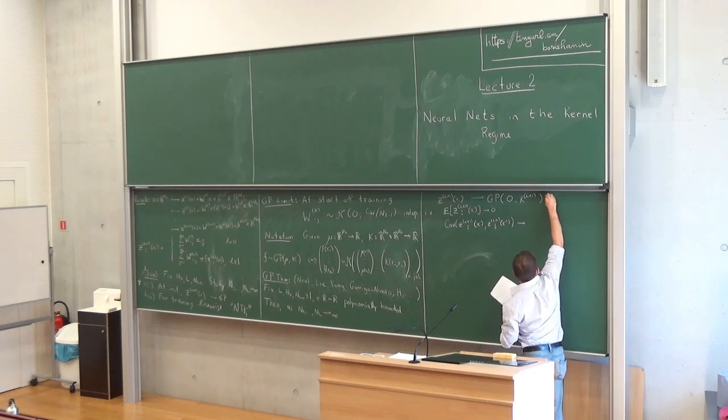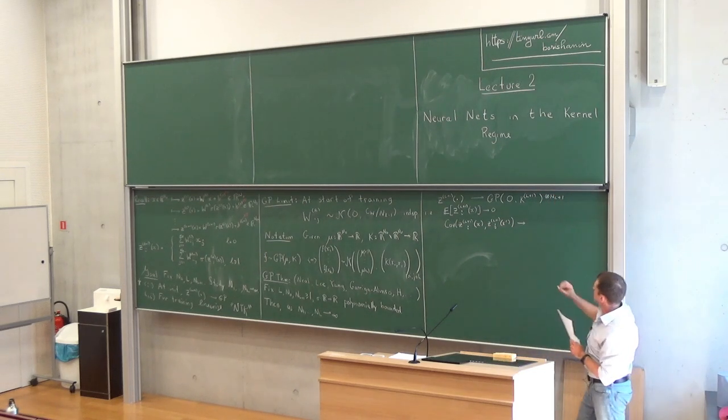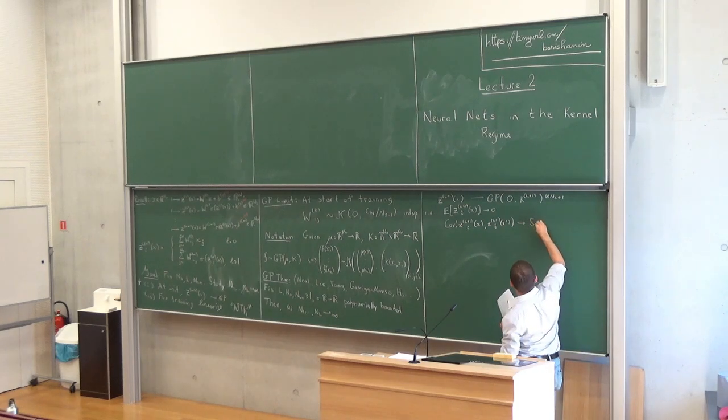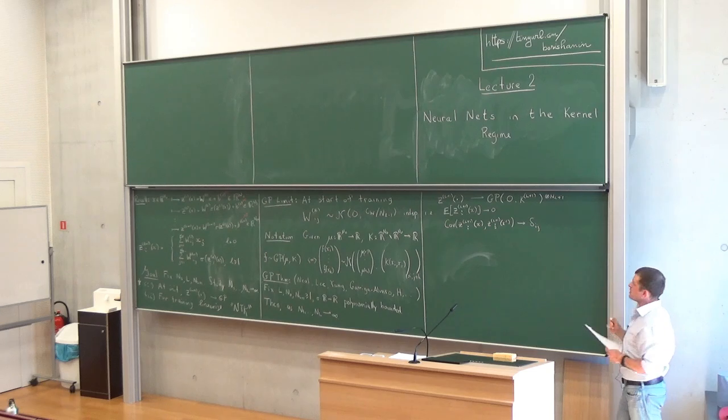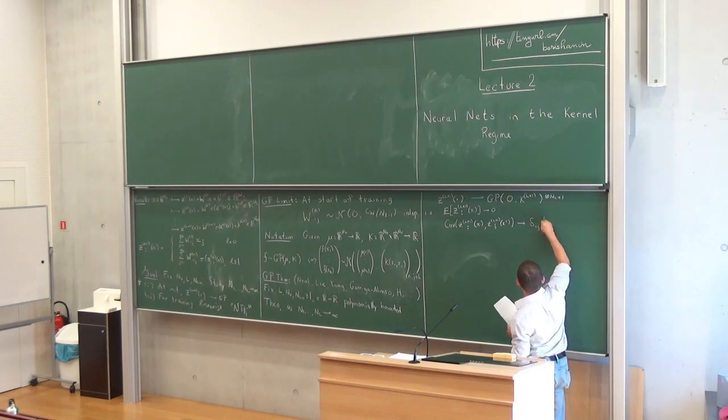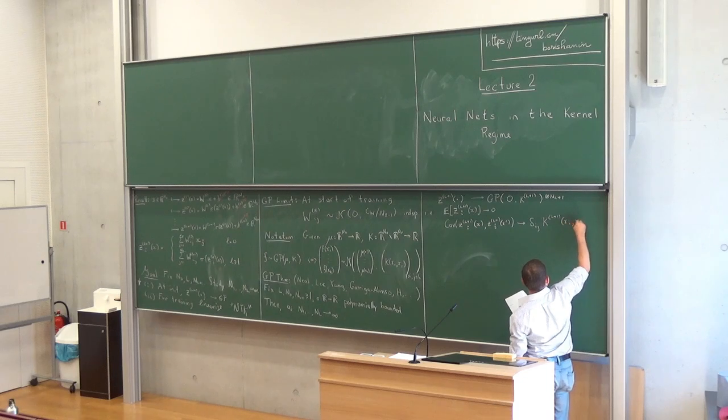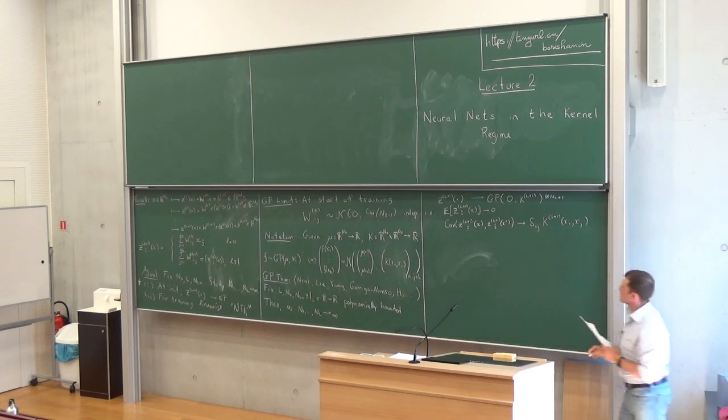Sorry, let me put the appropriate symbol here. I forgot it. Every component is iid, so you just have a delta ij. That's what this Kronecker delta here means. You get IID copies in the output of the same stochastic process. And the covariance is just this particular function, which I'm about to explain what it is. So you have independent output neurons.